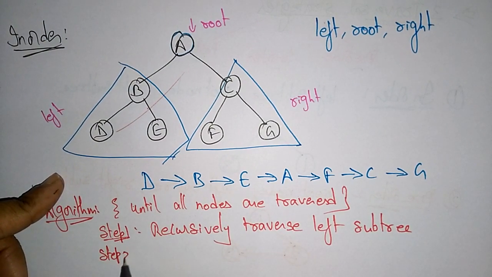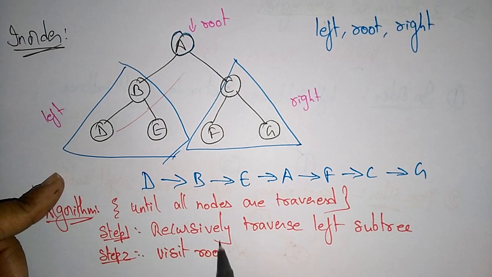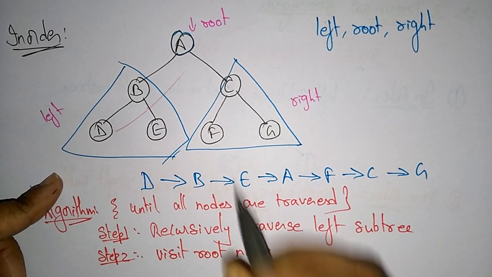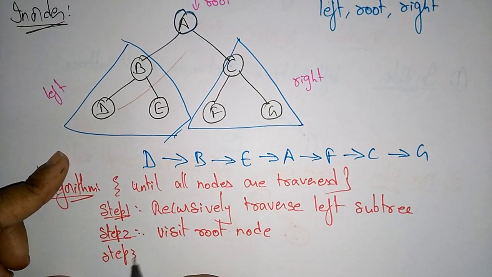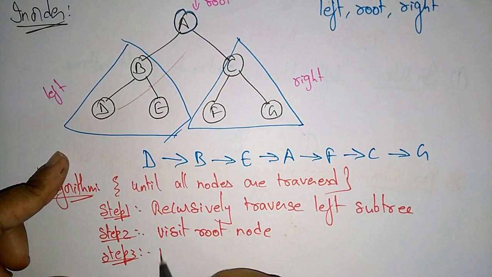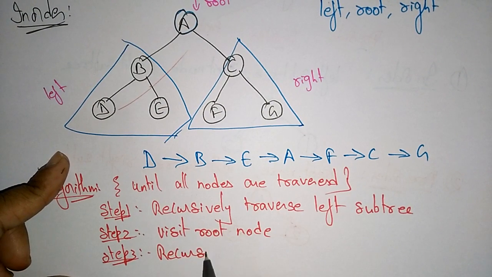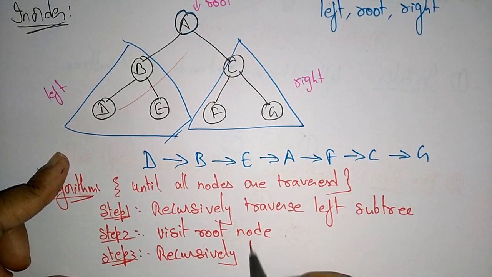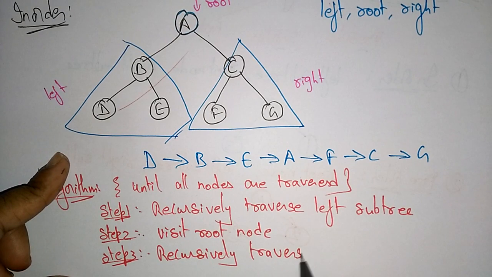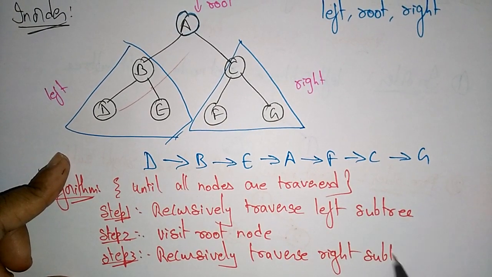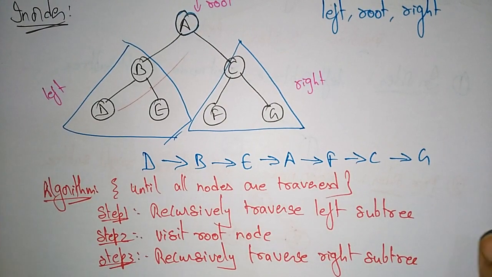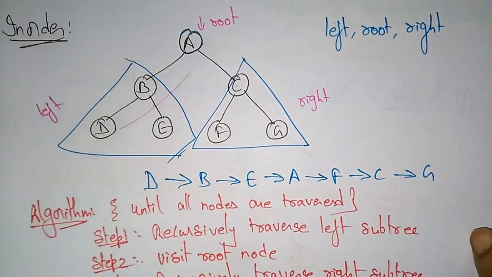After that, step 2, visit the root node. After that, step 3 is recursively traverse the right subtree. So this is the algorithm for the Inorder. Now coming to the Preorder.